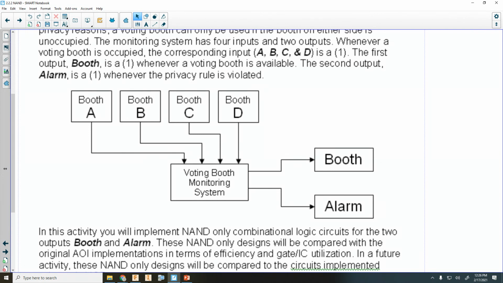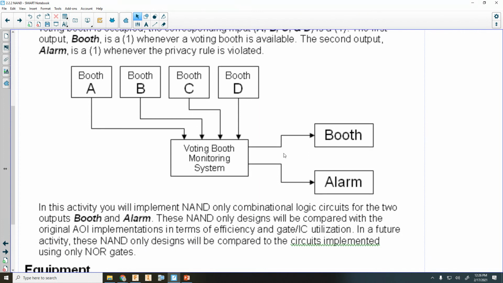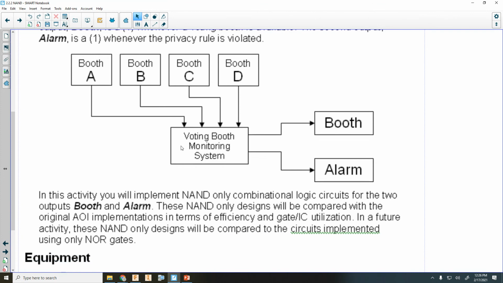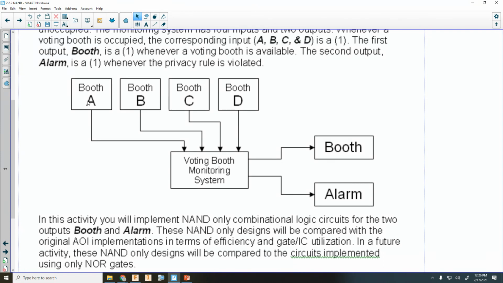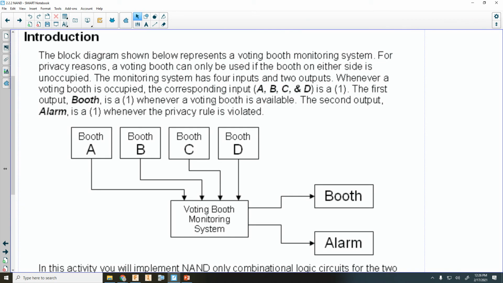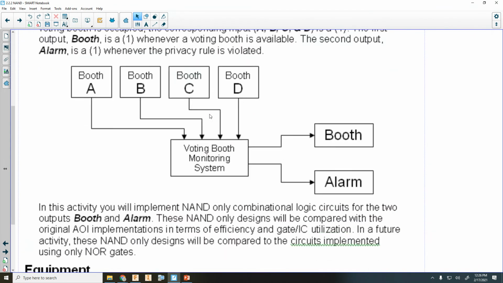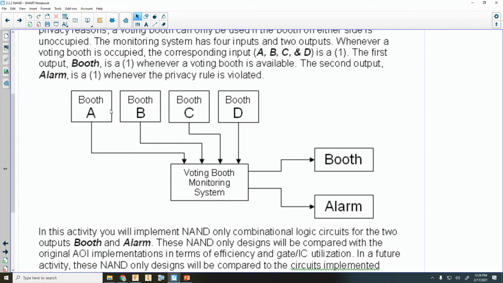Maybe this is perfectly fine, right? Social distancing. So the booths are too close together, or there's no blinds between them, so we'd be violating privacy rules. So we have 2 different issues going on here, where we want to have a signal that says whenever a booth is available, and another output whenever the privacy rule is violated. Okay, so you can have somebody at A and C or B and D, but you can't have 2 booths next to each other that are occupied.